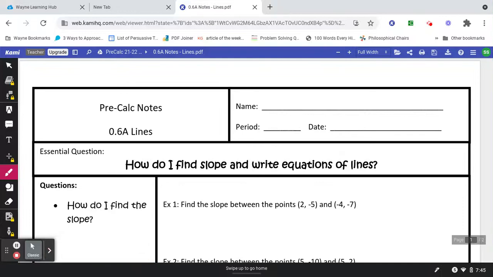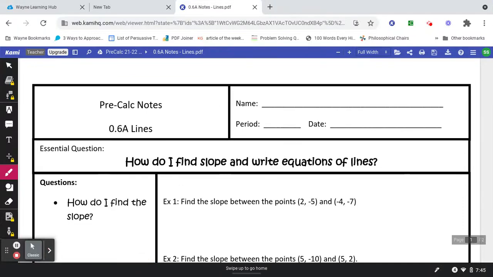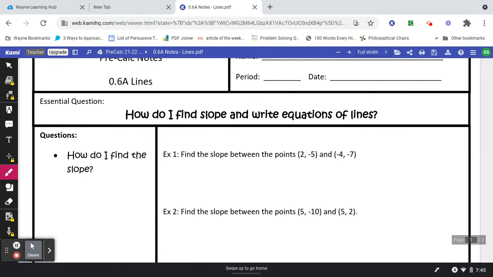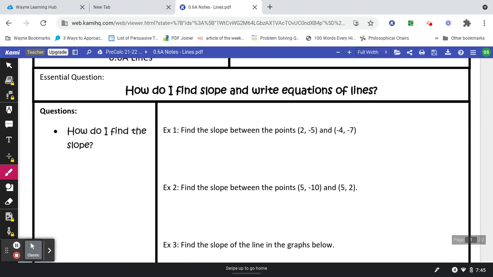These are the 0.6a notes for PreCalc. We're going to be talking about lines today. You've seen all this before in Algebra 1 and Algebra 2, so I am going to move kind of quickly through the video. Feel free to pause it when you need to.